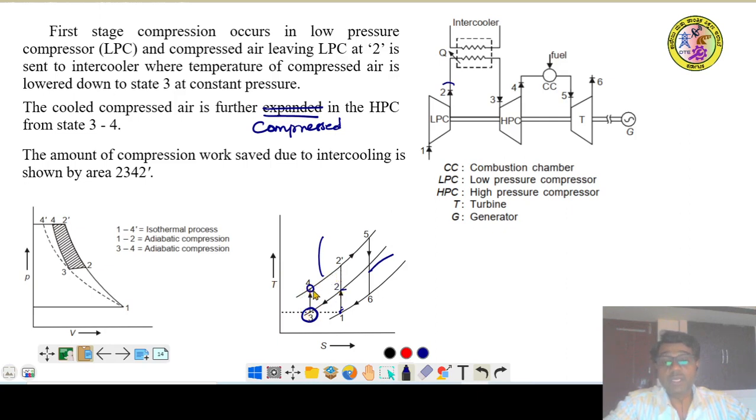2 3 4 2 dash, this is the work saved due to intercooling. It is shown by the area 2 3 4 2 dash. This is the area we have saved, the work done by the compressor from 1 2 1 3 4 dash. So this is the amount of work we have saved during intercooling.